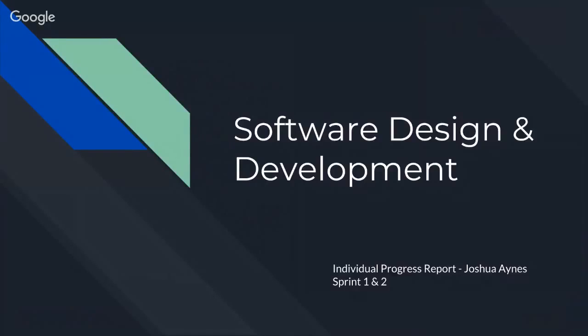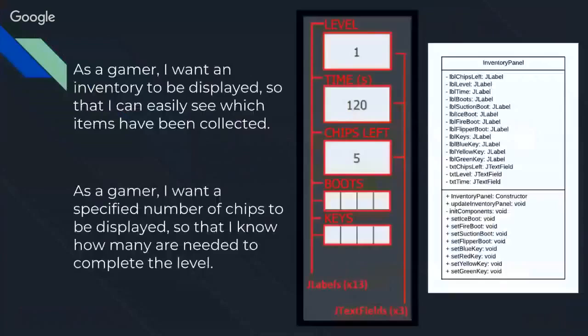I will be going over my individual progress reports for sprints 1 and 2. My primary focus for sprint 1 revolved around the inventory panel. Two of my child user stories were, as a gamer, I want an inventory to be displayed so that I can easily see which items have been collected, and as a gamer, I want a specified number of chips to be displayed so that I know how many are needed to complete the level.